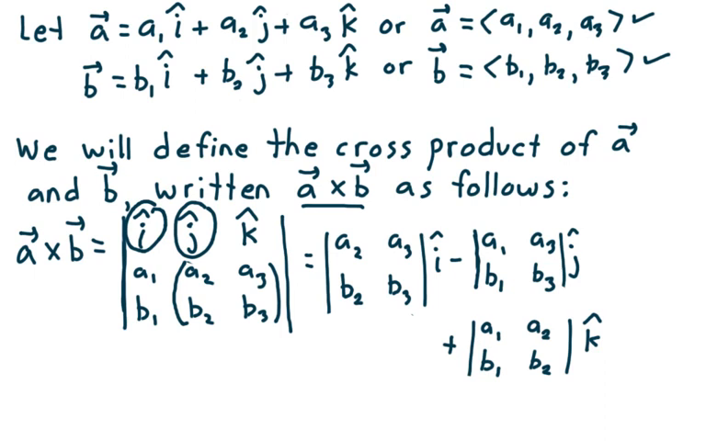And then I'm going to add k. I'm going to eliminate the row and the column that contains the k, and multiply by the determinant of A1, A2, B1, B2. And the important thing about this is when you take the cross product of A and B, you're going to get a vector back. Okay? Now, with that in mind, let's take a look at an example.